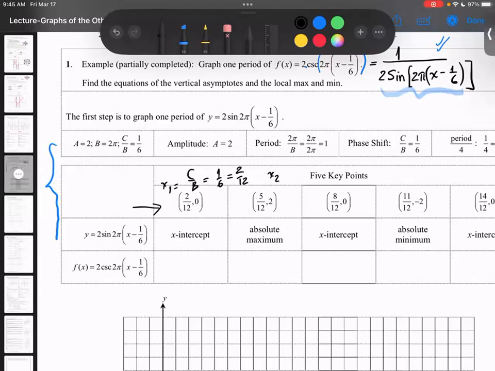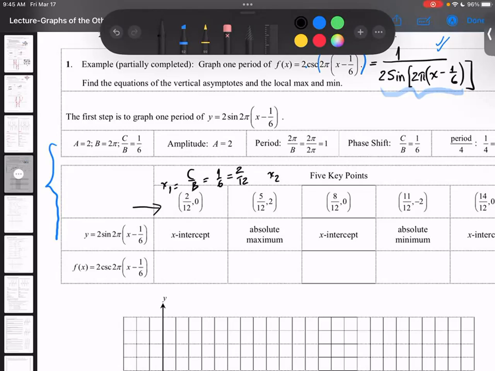Yes, I should plot the point down. They tell you that this point is the x-intercept. The first one is the x-intercept. Remember what I said about x-intercept? It becomes what of the cosecant? The x-intercept of psi is our vertical asymptotes, right? Remember the notes I put down earlier? So 2/12, that's the vertical asymptote.